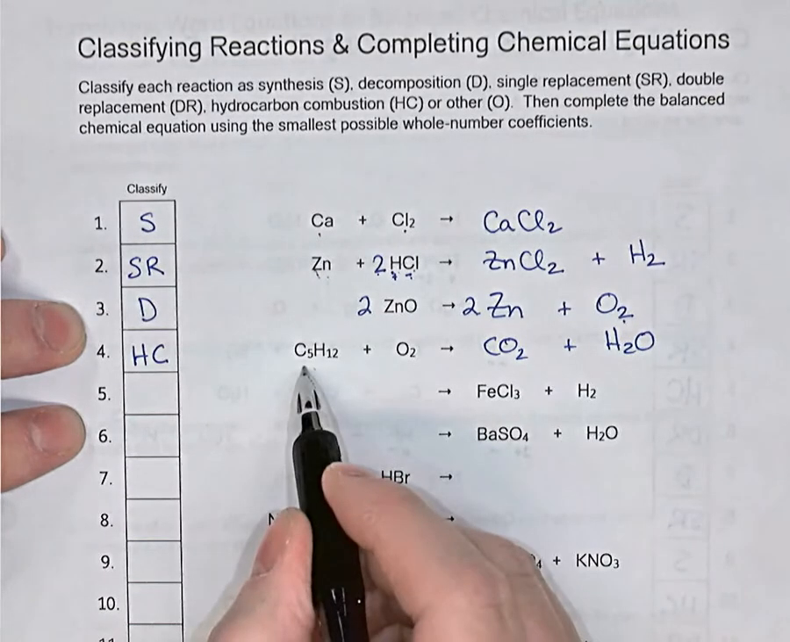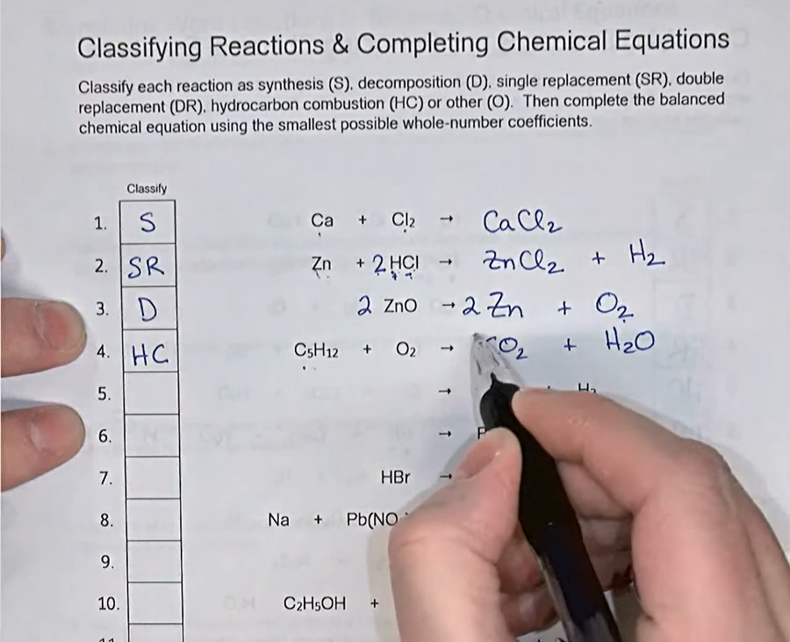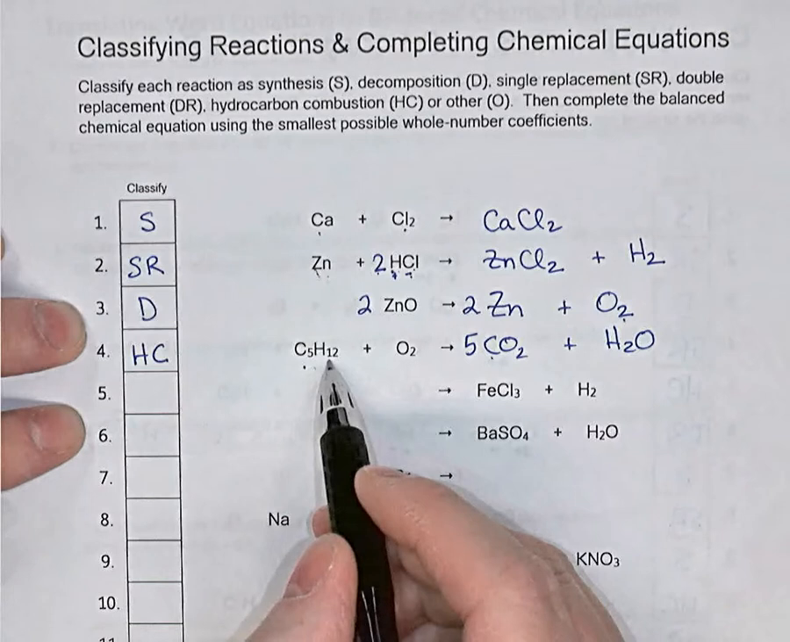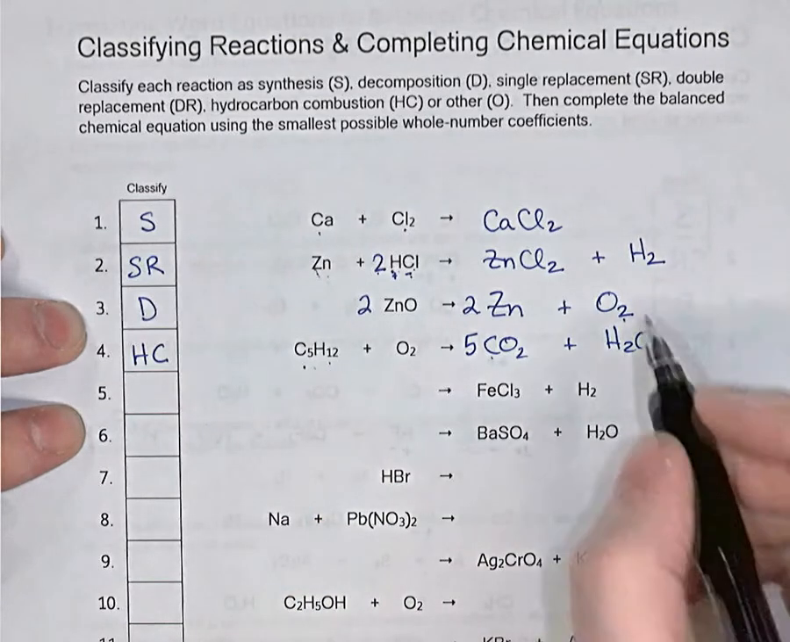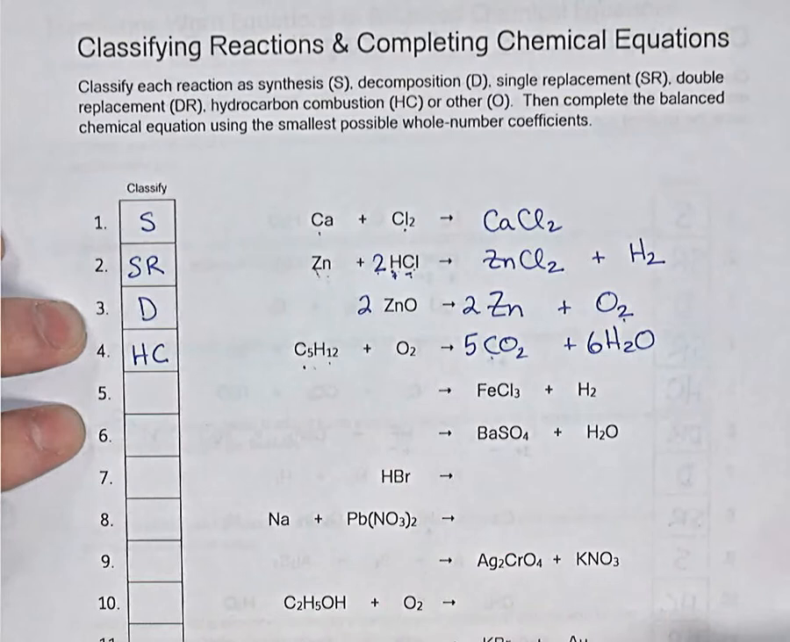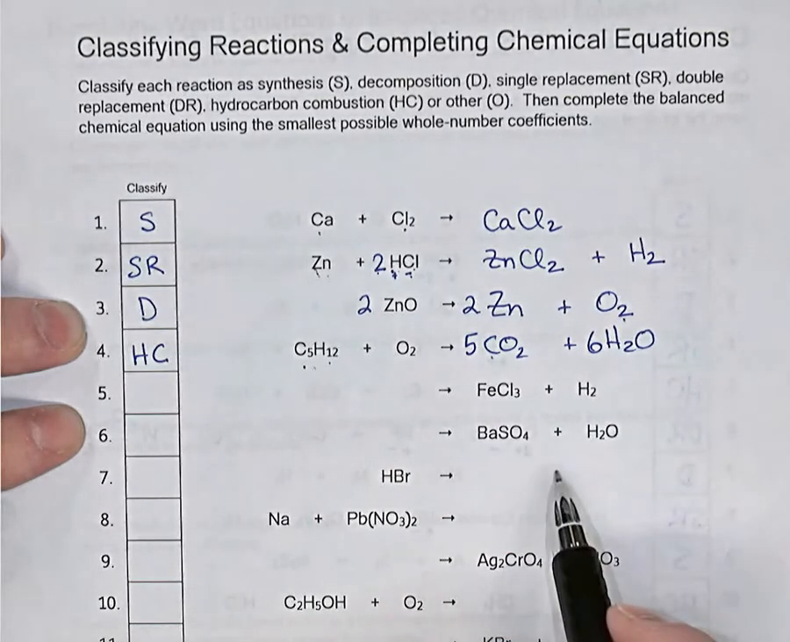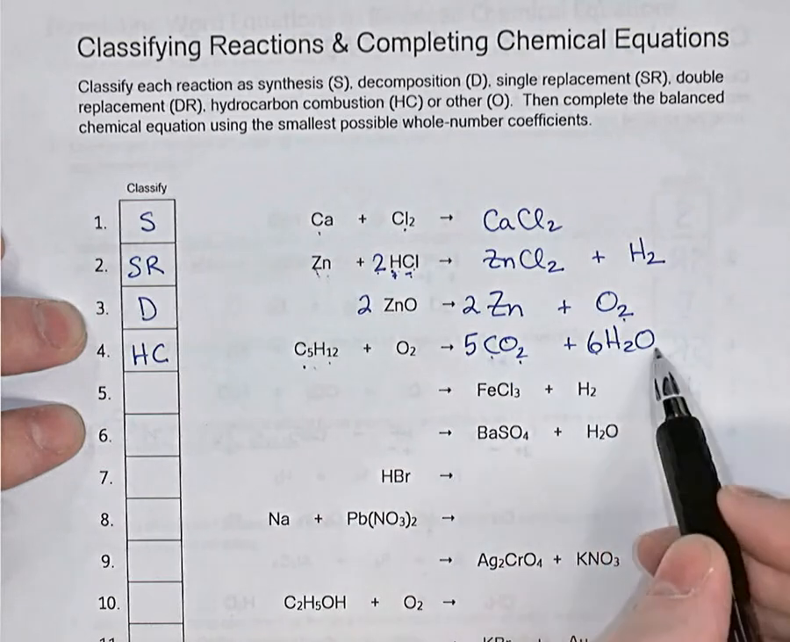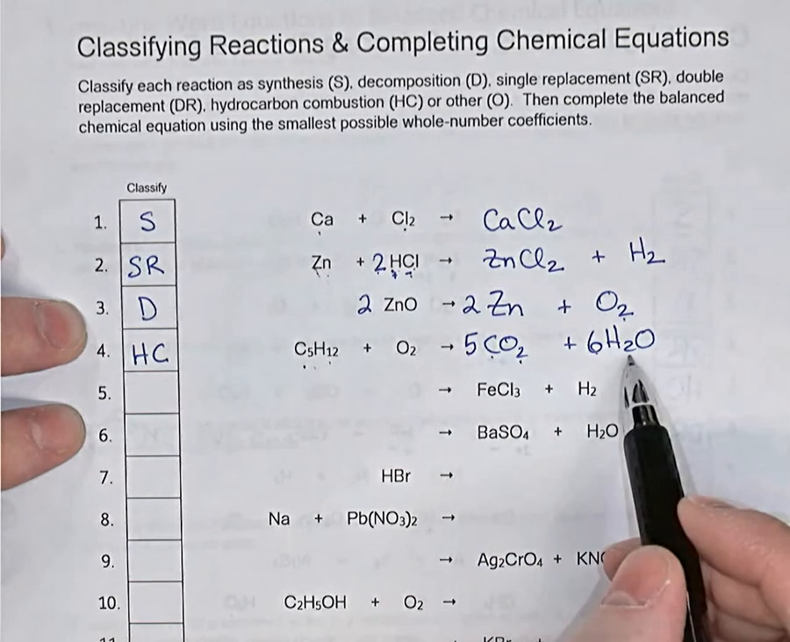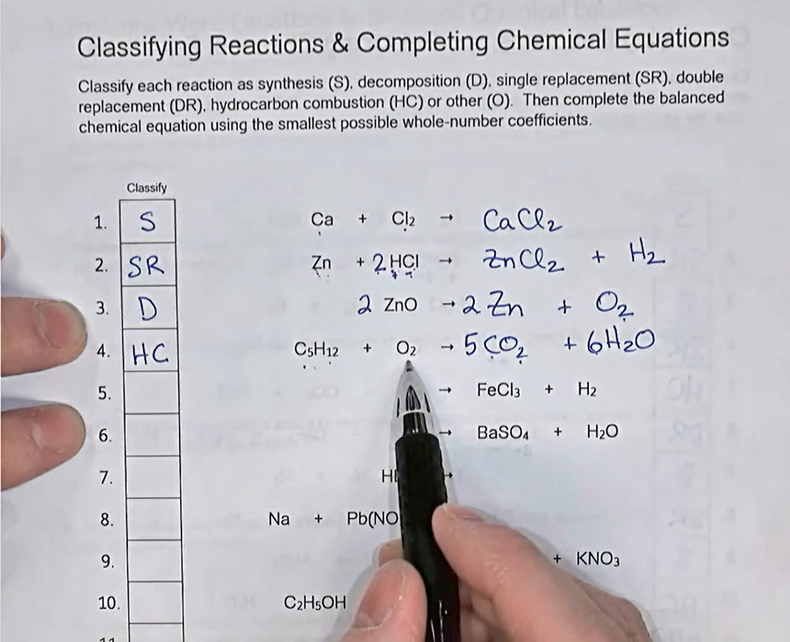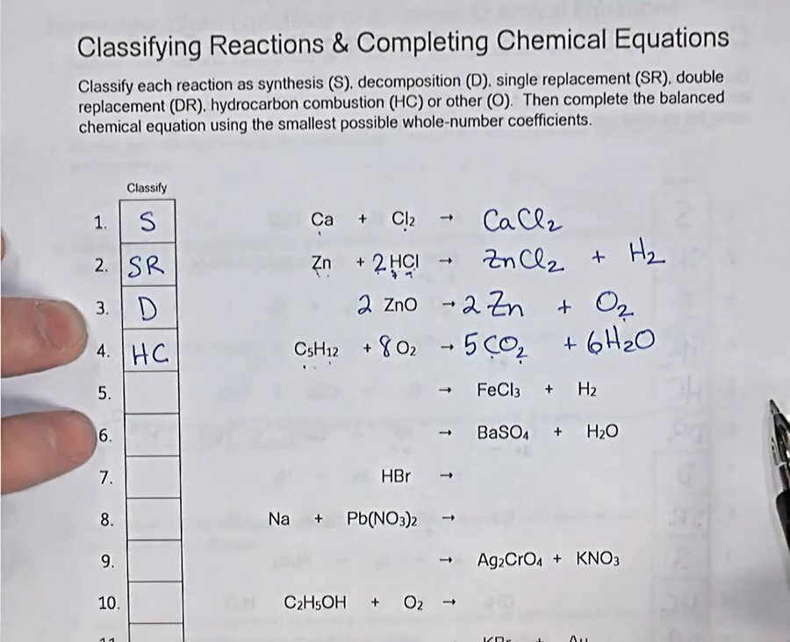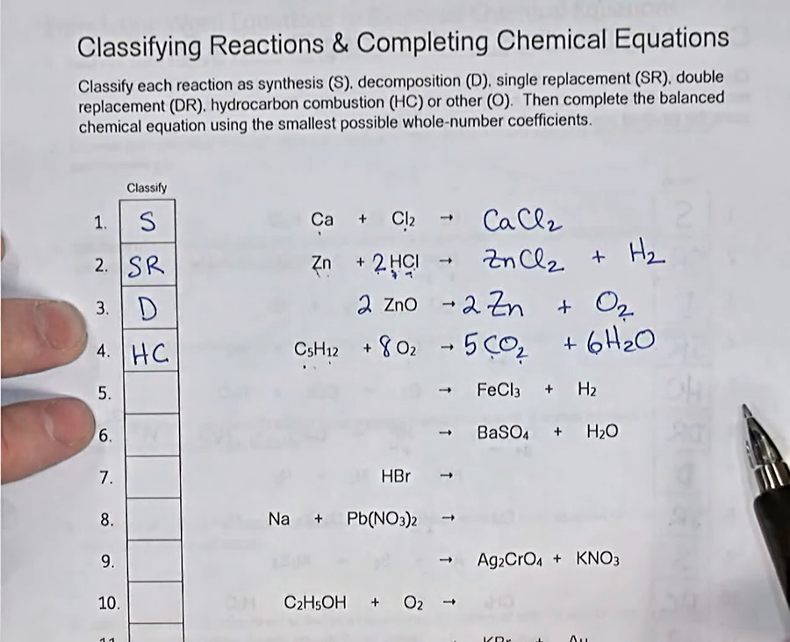There are 5 carbons here and only 1 in the carbon dioxide, so I can make that equal by putting a 5 there. There were 12 hydrogens here and only 2 in the water. I can balance that by putting a 6 in front of the water, and now I've got 12 hydrogens there. I've got 5 times 2 is 10, plus 6. I've got 16 oxygens on the right, but I only have 2 here on the left. So I can make that equal with an 8 in front of the oxygen, 8 times 2 is 16. So there's my balanced hydrocarbon combustion reaction.